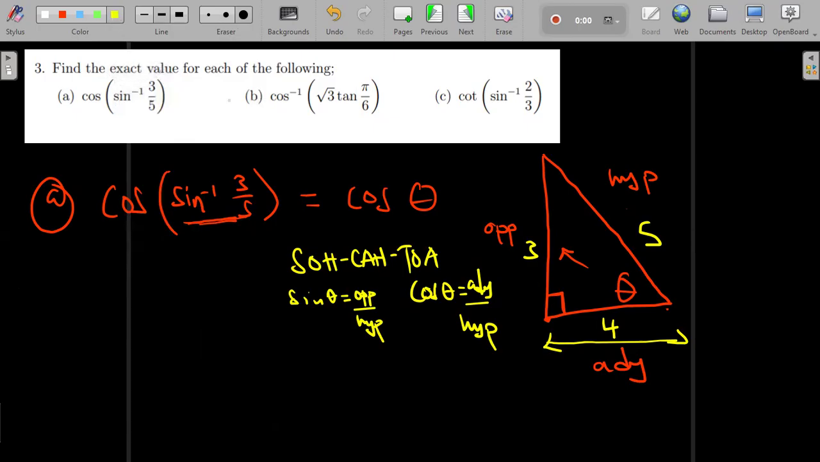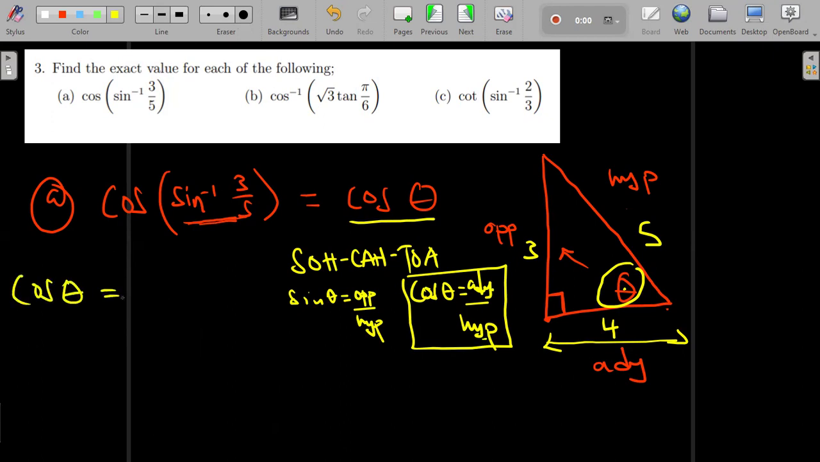So if I'm finding cos of this theta, it will just be this formula here: adjacent divided by hypotenuse. So I'm going to write cos theta is equal to adjacent, which we found is 4, divided by hypotenuse. And then remember our assumption, we said let theta be equal to whatever was inside, which is sine inverse of 3/5.